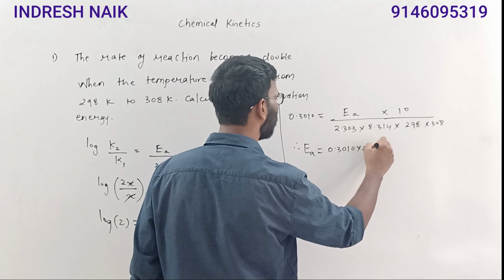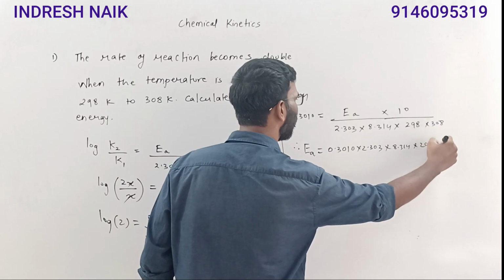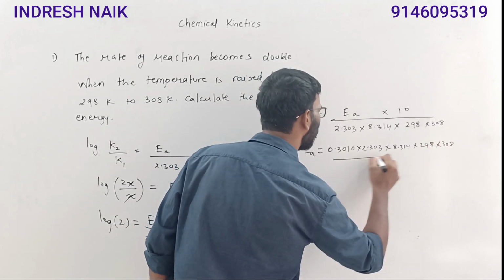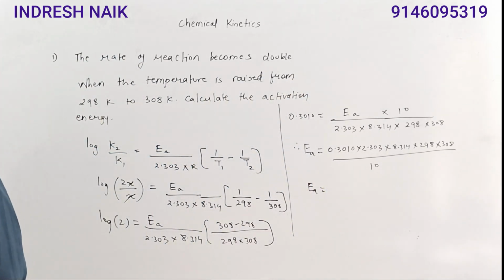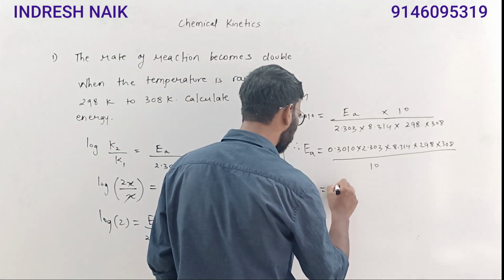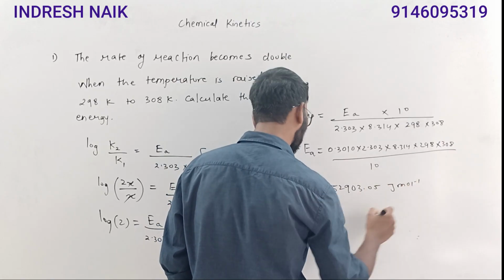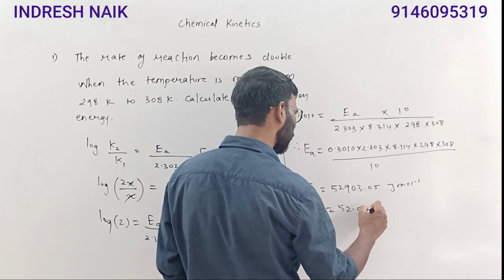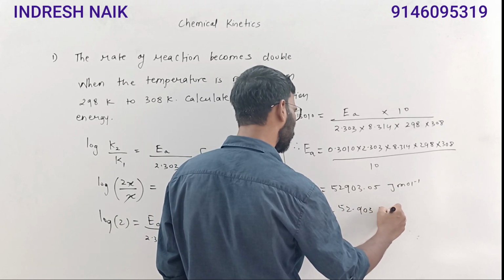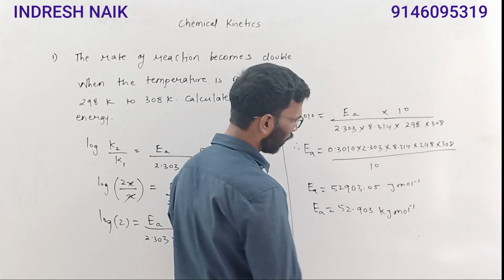0.3010, 2.303, 8.314 multiplied by 298 multiplied by 308 divided by 10. So activation energy final value comes to some joules per mole. So in kilojoules it could be written as 52.903 kilojoules per mole. Right? Kilo means what?